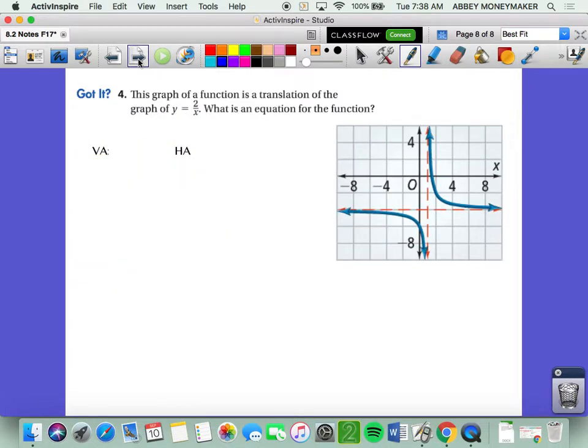Last problem, here we go. Same thing. Let's look at the graph and let's identify our asymptote so we can create our equation. Go ahead and try this one on your own. If you need me, I'll be right here.